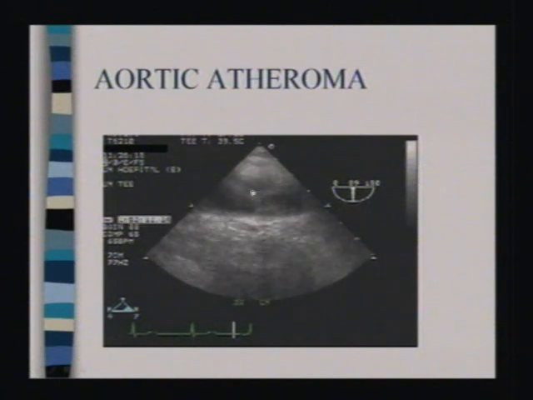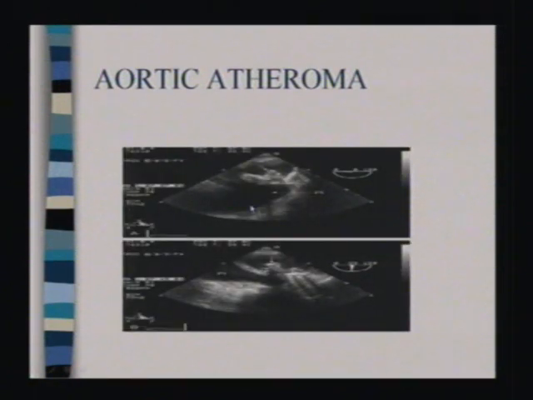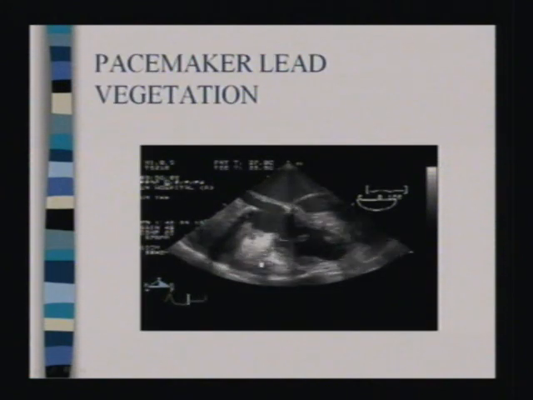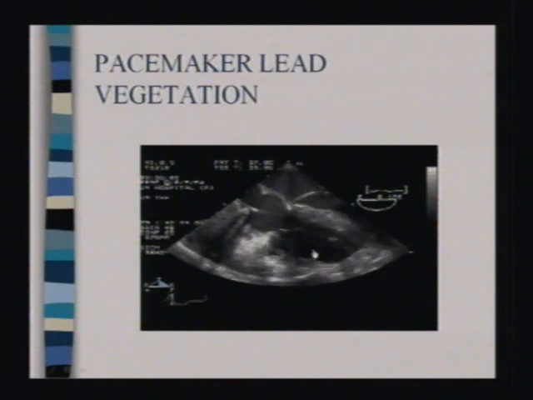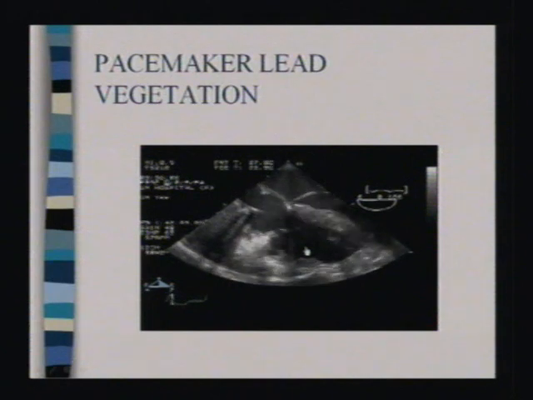Here you can see a transesophageal echo of a patient with a stroke. You can see this atheroma in the aorta, very mobile. Here also you can see an atheroma in the aorta. This is another case of pacemaker lead vegetation. You can see the fluttering vegetation on the pacemaker.